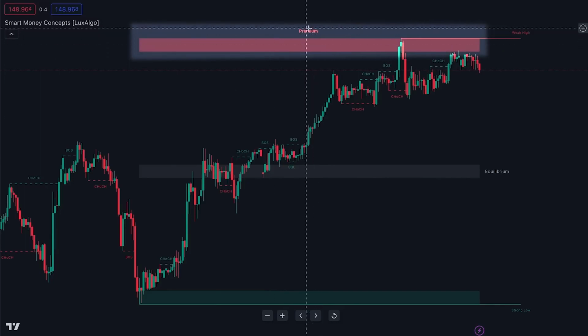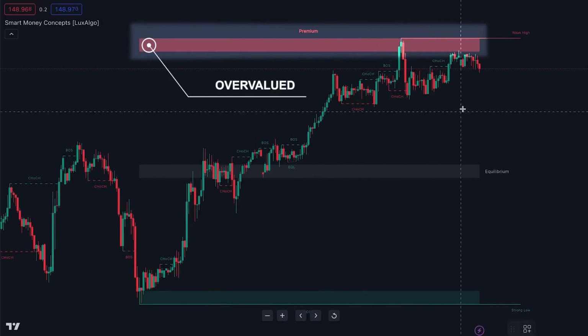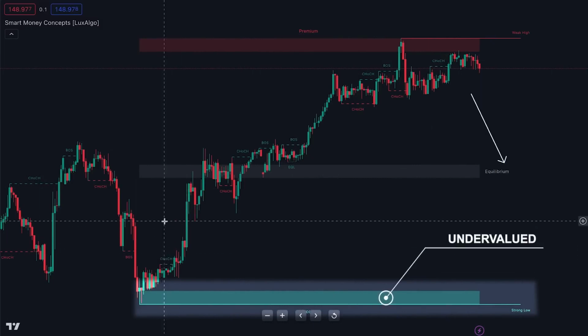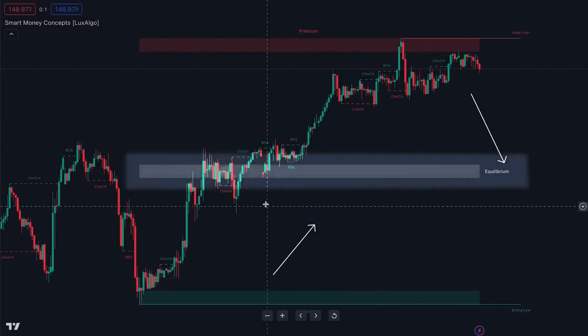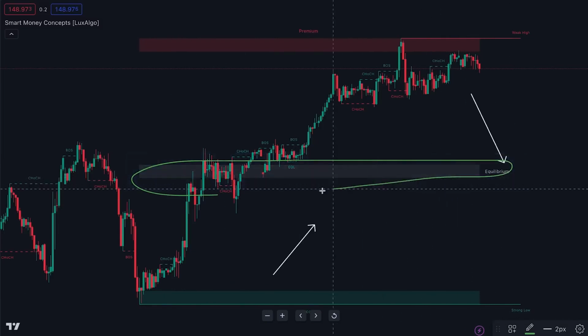Premium zones in smart money concepts refers to the areas in the market where institutions would consider an asset overvalued and would expect price to reverse. Discount refers to areas where the market is undervalued and we can expect price to rise. In between these two levels is what's called an equilibrium, and this is a balance between the supply and demand of the market value. The equilibrium is a good area to take profit.